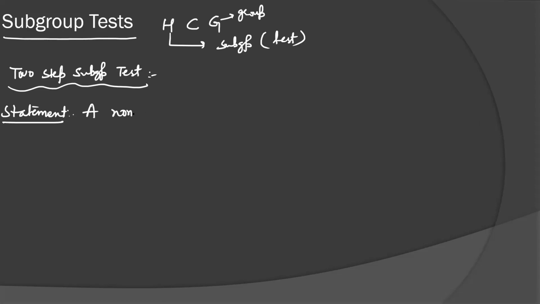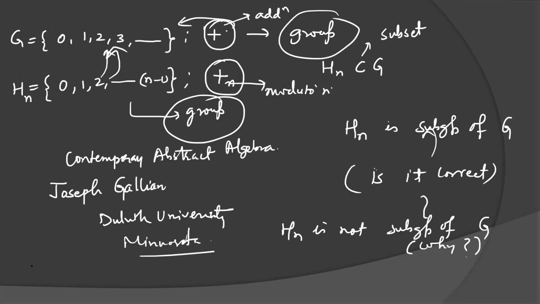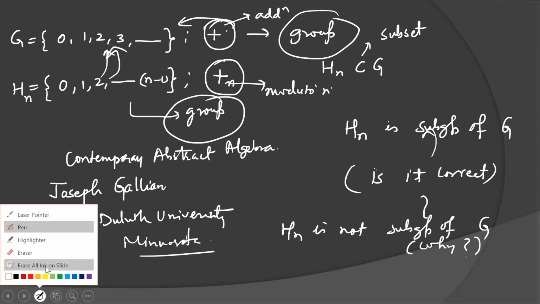A non-empty subset. Why always take non-empty? Because the identity element is always both in the group and the subgroup. Okay, before that, let's see some properties of subgroups which are related to groups also. What are those properties? Let's see in the case of a theorem. Then this theorem will help us in proving the subgroup tests.